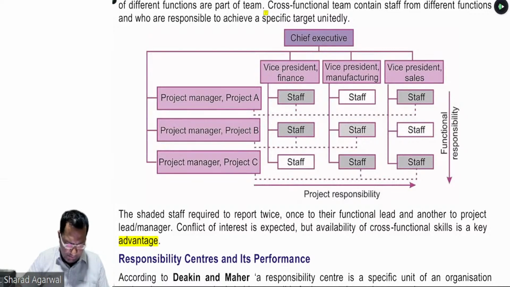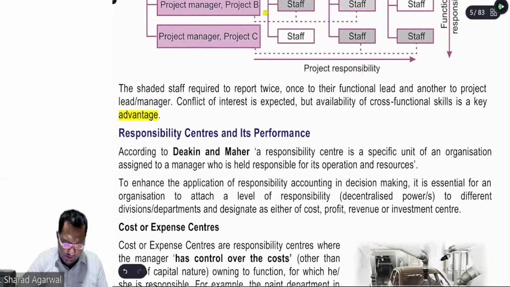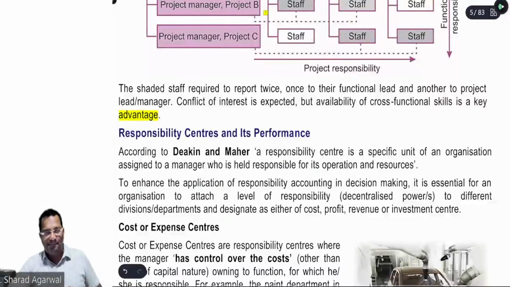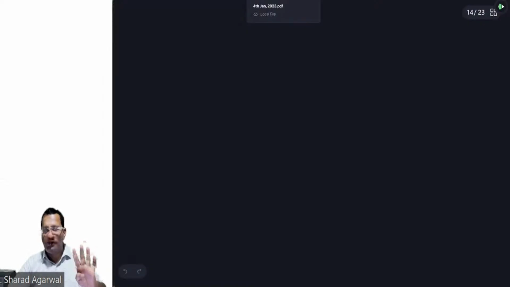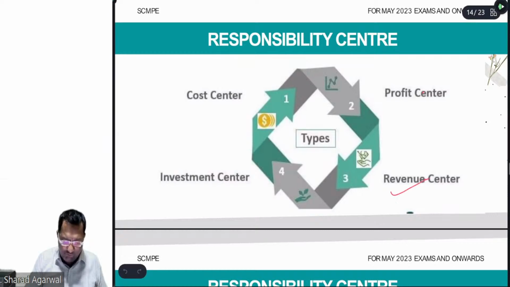अब आते हैं बेटा, एक बहुत बहुत बहुत ही इंपॉर्टेंट डिस्कशन है ये वाला. रिस्पॉन्सिबिलिटी सेंटर, ध्यान दीजिए, बहुत ही इंपॉर्टेंट डिस्कशन है अब ये. रिस्पॉन्सिबिलिटी सेंटर can be of 4 types: कॉस्ट सेंटर, प्रॉफिट सेंटर, रेवेन्यू सेंटर और इन्वेस्टमेंट सेंटर.